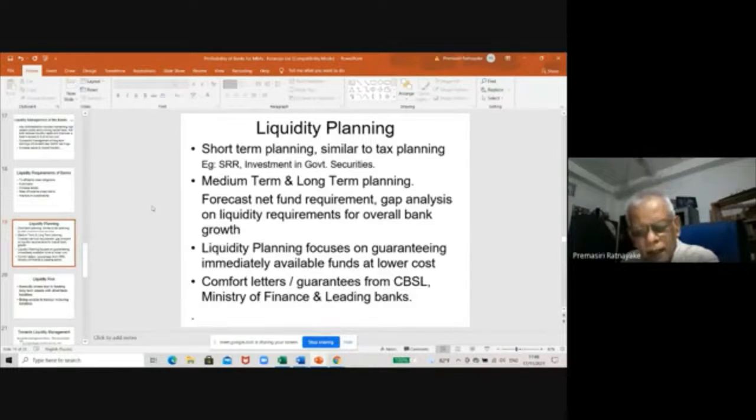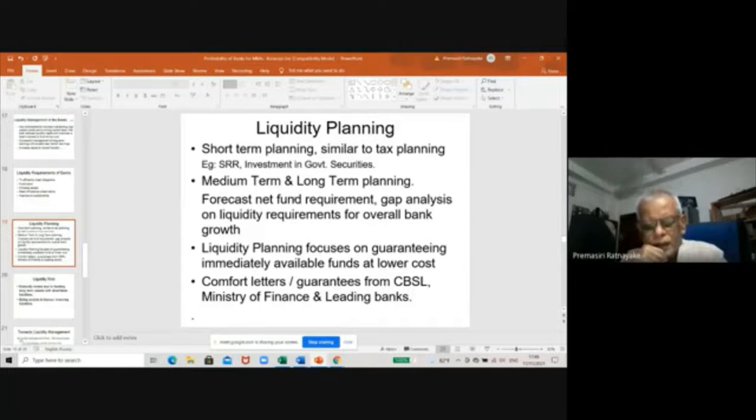Medium-term and long-term planning: forecast net fund requirement, gap analysis on liquidity requirements for overall bank growth. So when you have your documentation plan for forecasting of net fund requirement and gap analysis on liquidity requirements for overall bank growth, then you can plan your medium to long term liquidity needs.